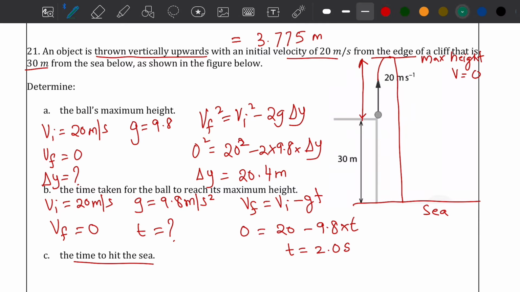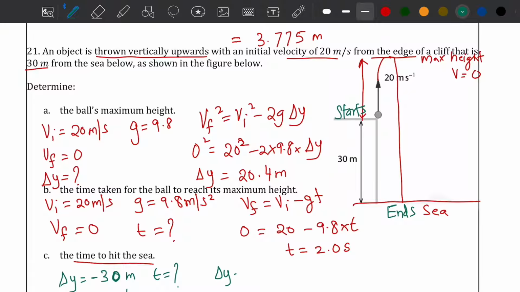So we need to know that the ball starts from here and ends here. So for this whole journey, its shortest distance from the start to the end, which is the displacement, is 30 meter. So delta Y will be 30, but we are going to write it as negative because it's going down. And then the rest of the things we know, Vi is 20 meter per second, G is 9.8 meter per second square, and the question is asking us to get the value of time.